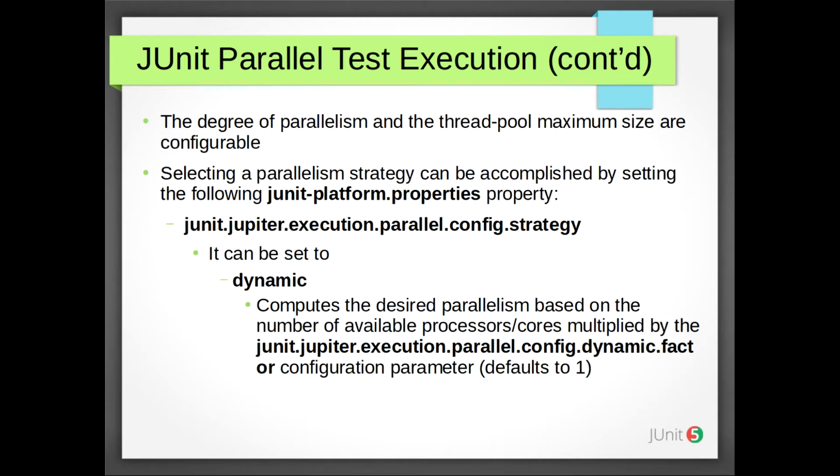The degree of parallelism and the thread pool maximum size are configurable. Selecting a parallelism strategy can be accomplished by setting the following junit-platform.properties property, junit.jupiter.execution.parallel.config.strategy. And I'm going to give you 20 seconds to write this line out.